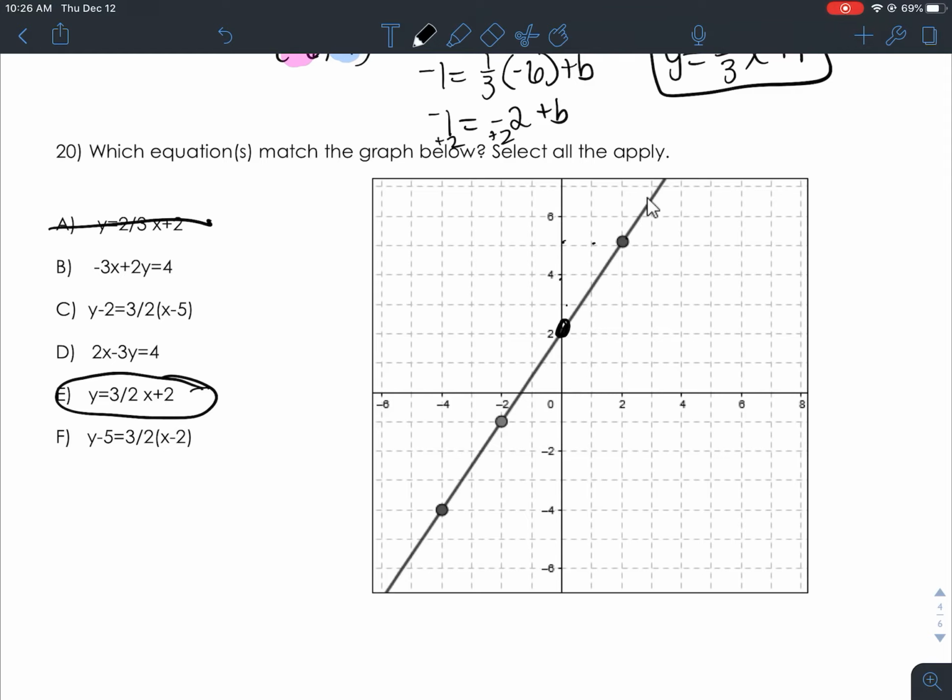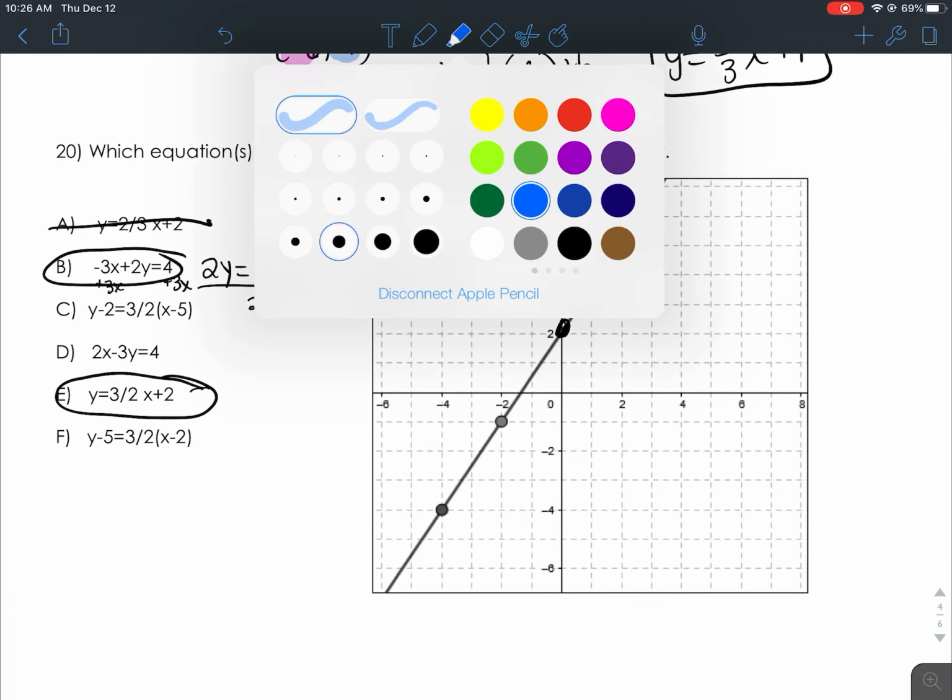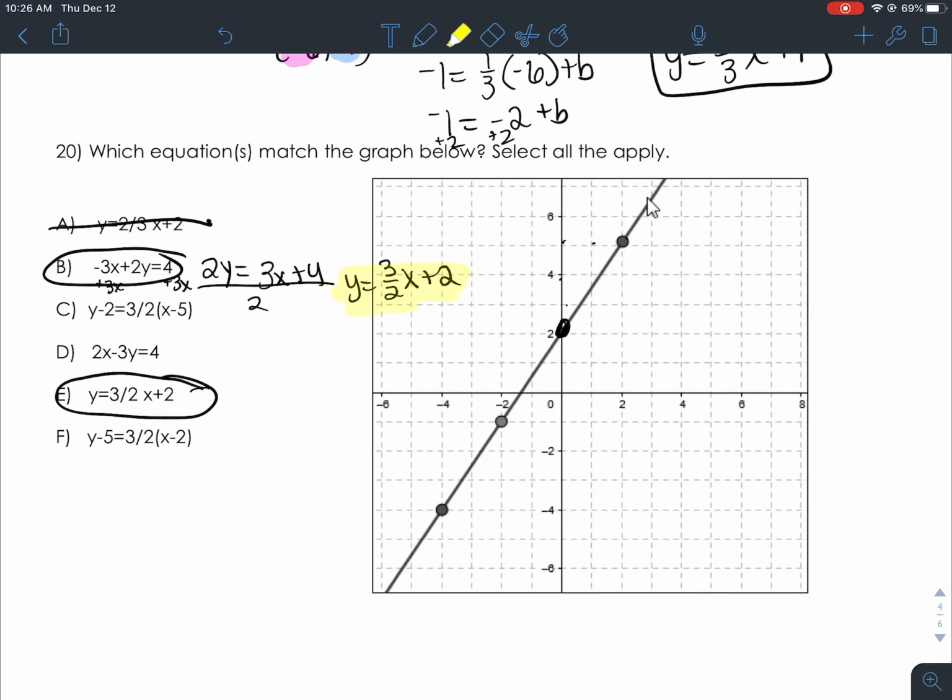For B, you could either find your intercepts or you could solve for y. The problem is that the x-intercept is kind of in between -1 and -2, so it might be a little bit easier to solve for y. So I'm going to do that. So first I'm going to add 3x to both sides. So I get 2y equals, I'm just going to show it on here, 3x plus 4. And then I'm going to divide everything by 2. So I get y equals 3/2 x plus 2, which is the same line as this one. These are definitely matching. Okay, I'll just highlight them.